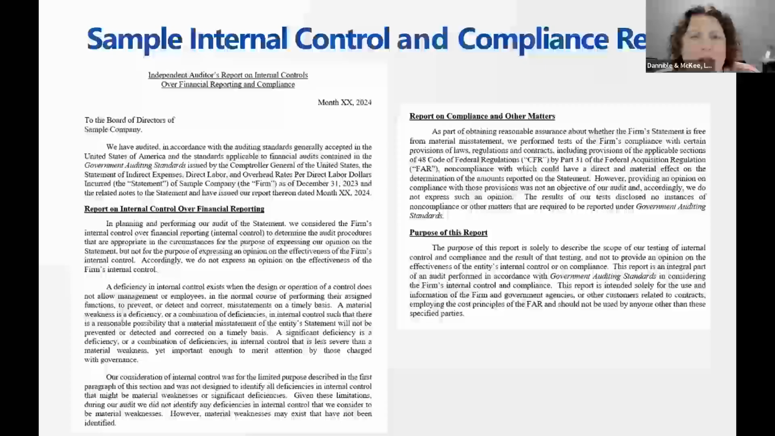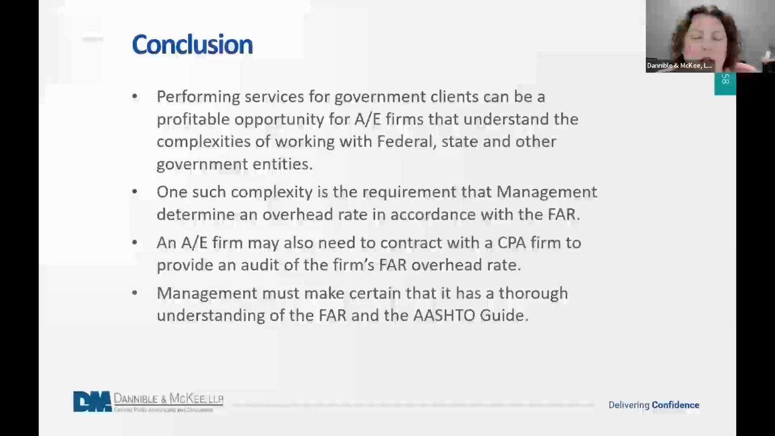Again, I'm going to send you all these so you can read through them in a little more detail. I'm going to conclude because I see we are right at the 11 o'clock hour. Like I said, I could talk about this all day long, but I won't. Performing services for government clients can be very profitable for you as a firm, but there's a lot of complexity. So hopefully you've learned a little bit more about FAR overhead rates and what they mean for your firm, and that at Daniel McKee, we're here to help you. Please reach out to me.